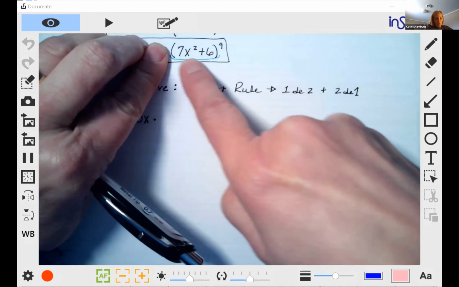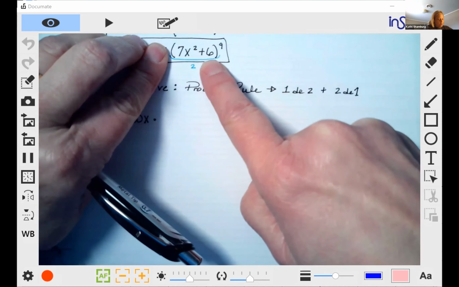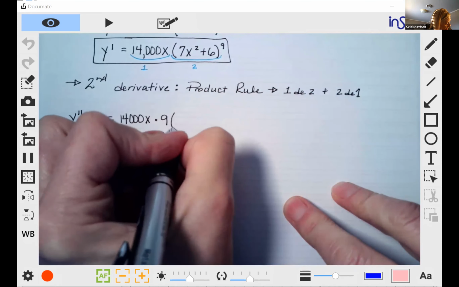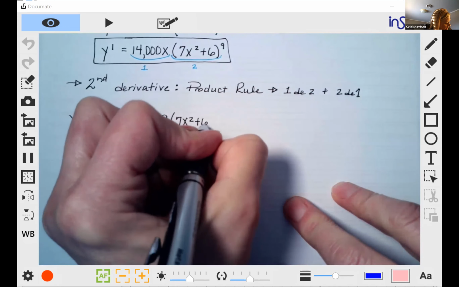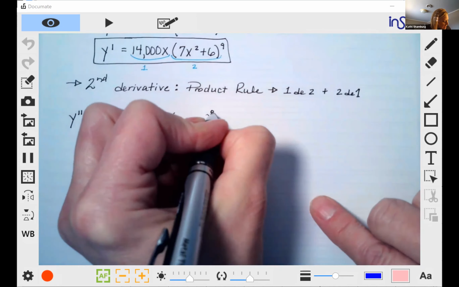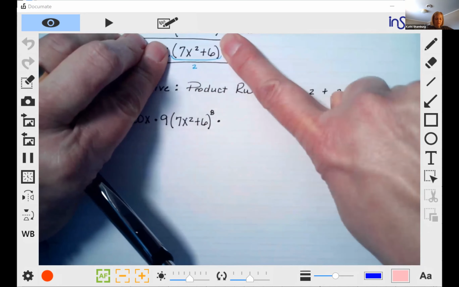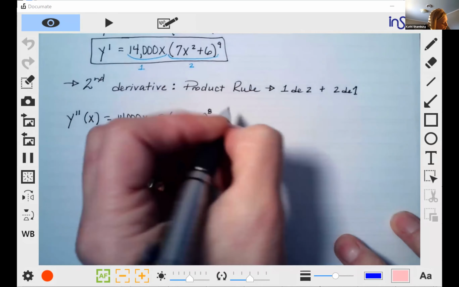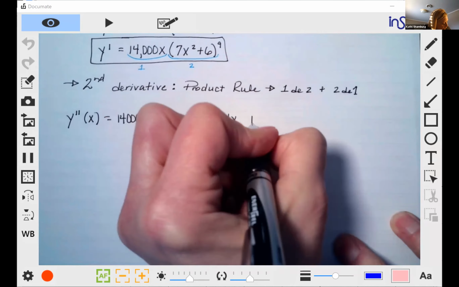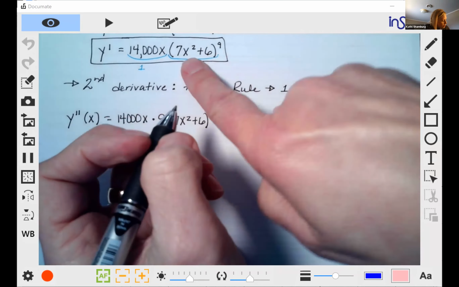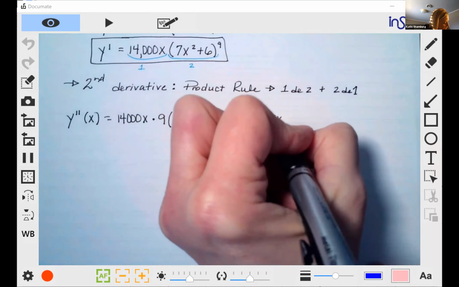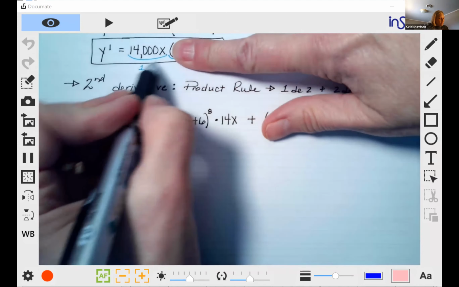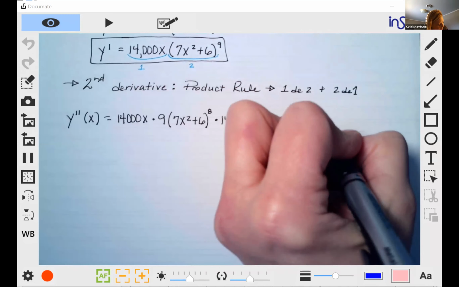Okay, so we are now going to apply the rule that we just learned. So first I'm going to bring the 9 out front. So I would have 9 times 7x squared plus 6, 9 minus 1 is 8. But then I have to also remember to take the derivative of the junk. So that's going to be 14x, plus 2. So 2 is my 7x squared plus 6 raised to the 9th times the derivative of 1, which will just be 14,000.